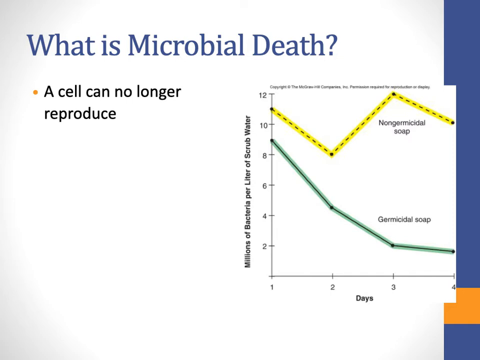And so there's really two ways to achieve microbial death. It's where we actually go and we kill the microbe. Again, that would be cidal, or we could have something that's static, and that's where it's not able to reproduce or replicate if we're talking about a virus.